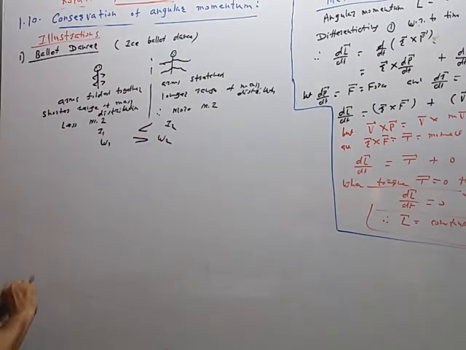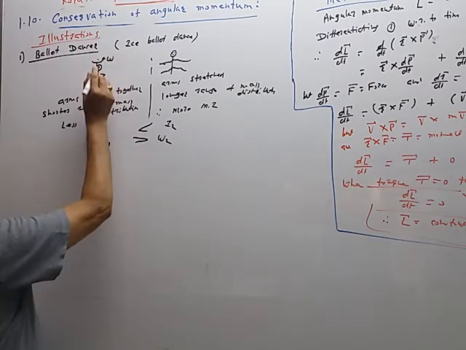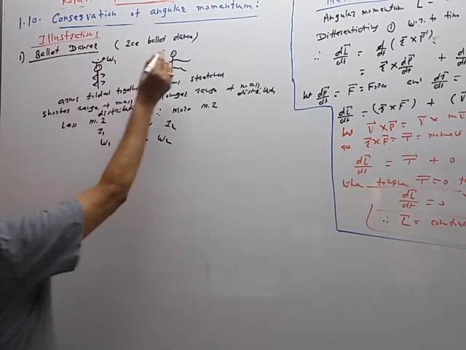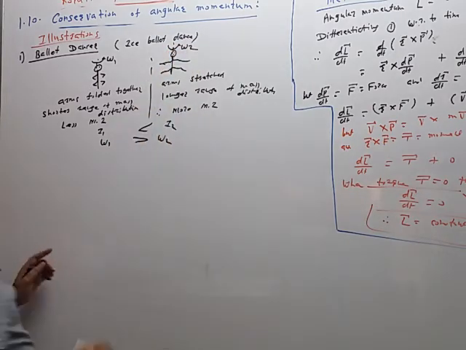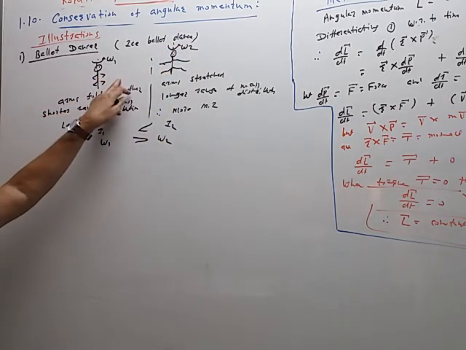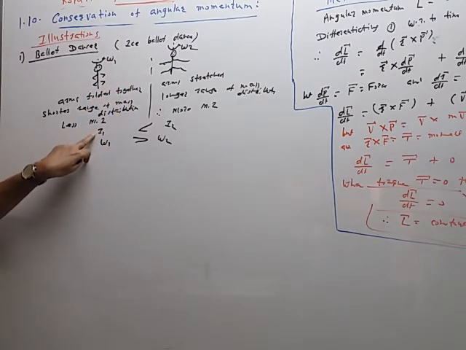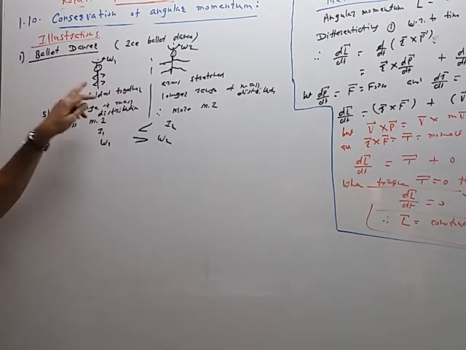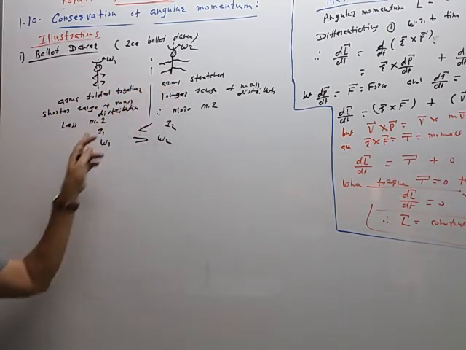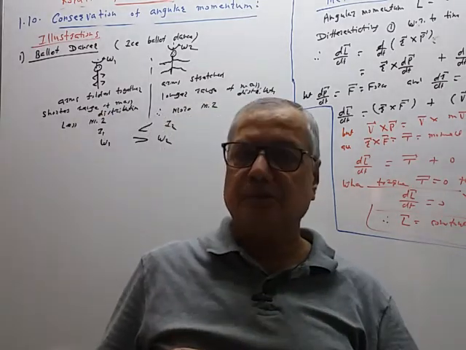So when the dancer has to spin with faster angular speed, then he has to decrease the moment of inertia, and therefore he will fold his arms. So by folding the arms or by stretching the arms, the dancer can change his angular speed.